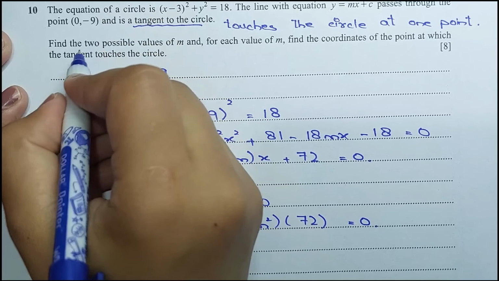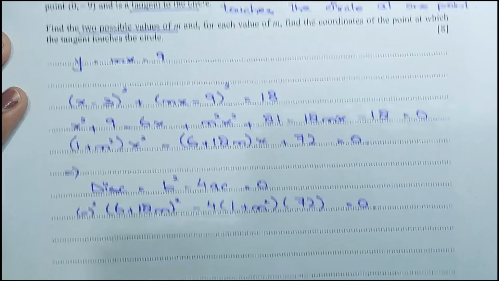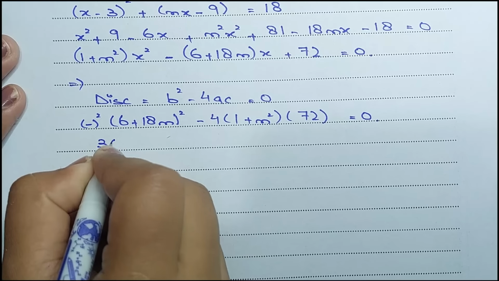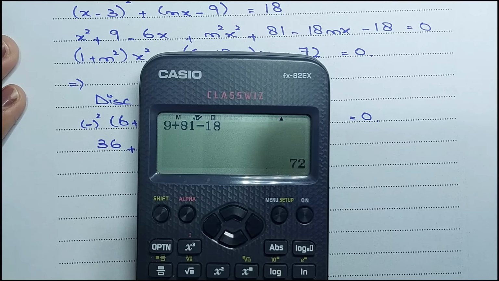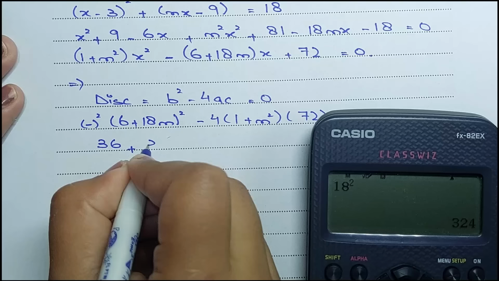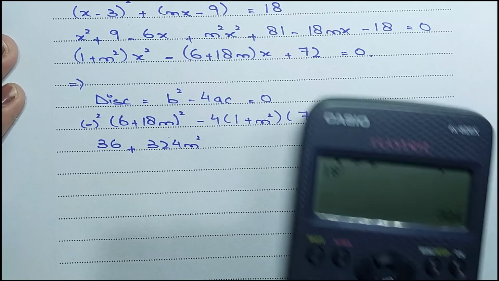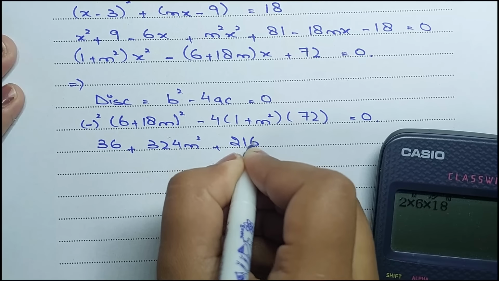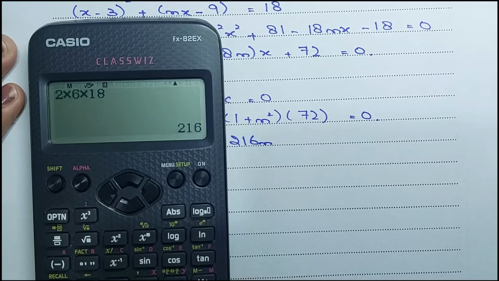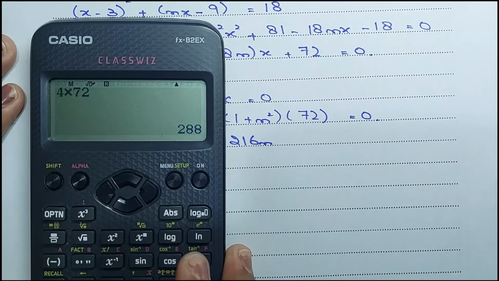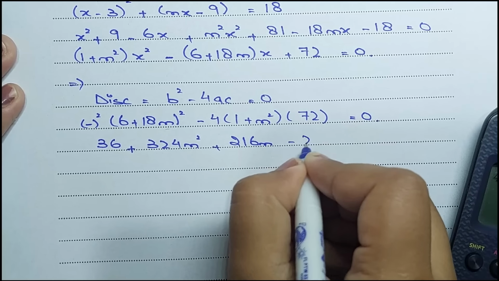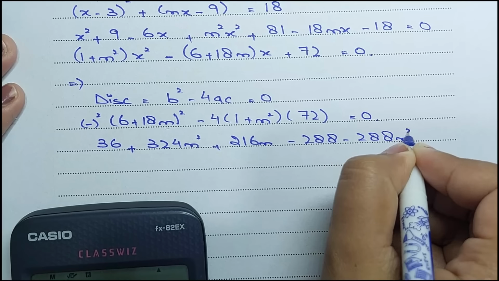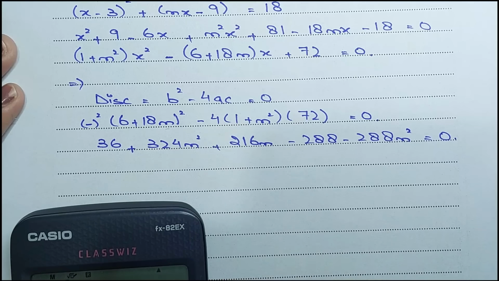Find the two possible values of m. So from here we can easily get the two possible values of m because we will get a quadratic equation. So 6 square is 36 plus 18m, so 18 square would be 324m square, and 2 times 6 times 18, which is 216m, right? Okay, 4 times 72 is negative 288 times by 1, so minus 288 and minus 288m square. This is equal to 0. So these are the two square terms.